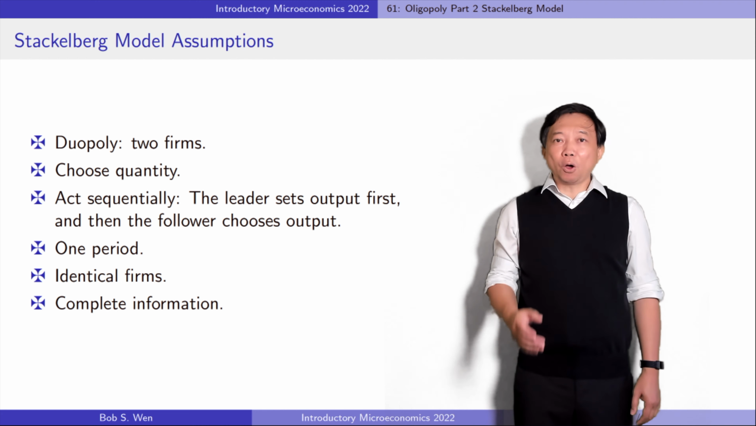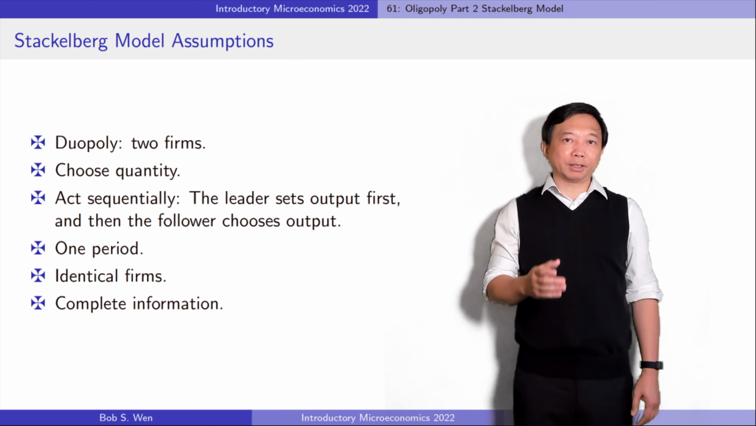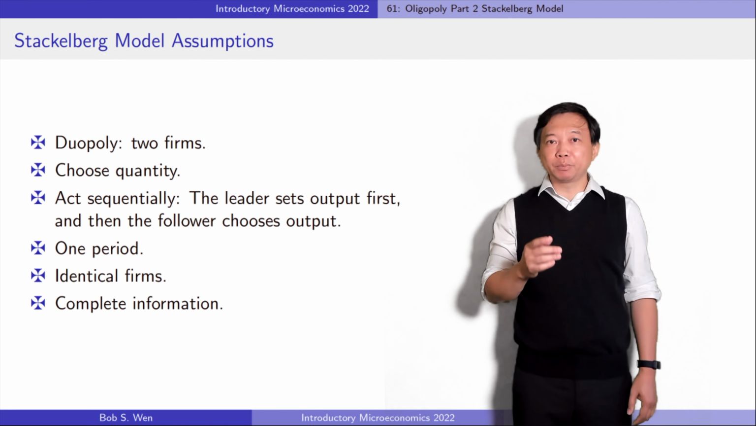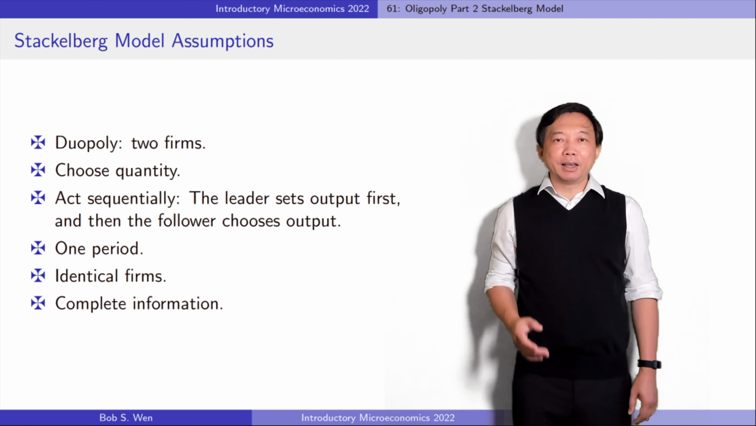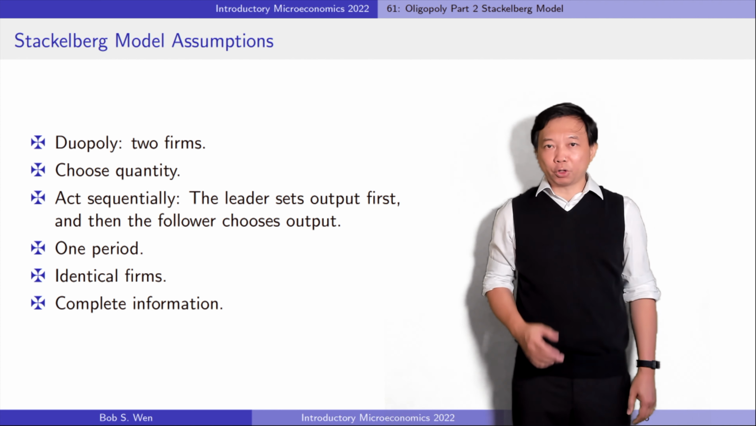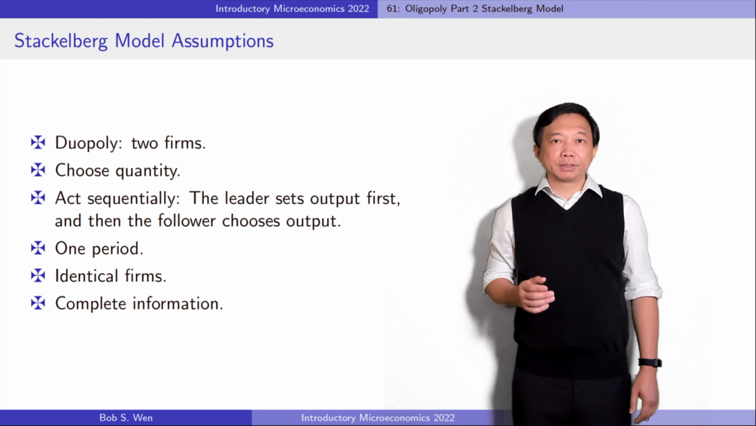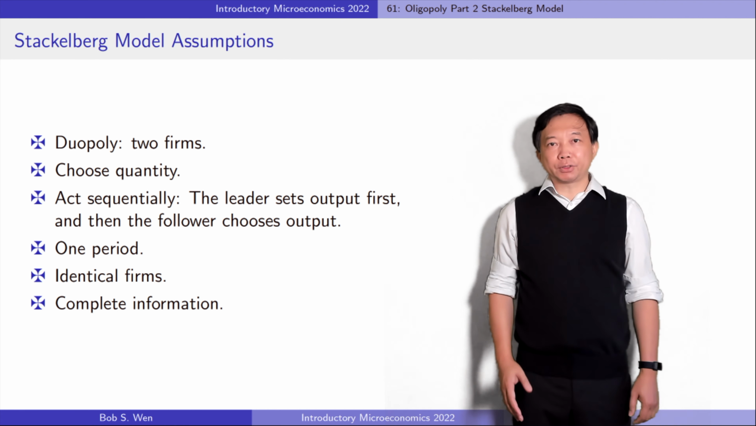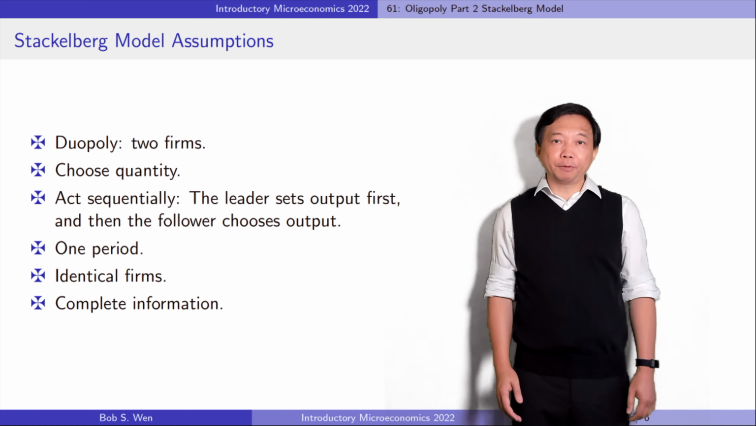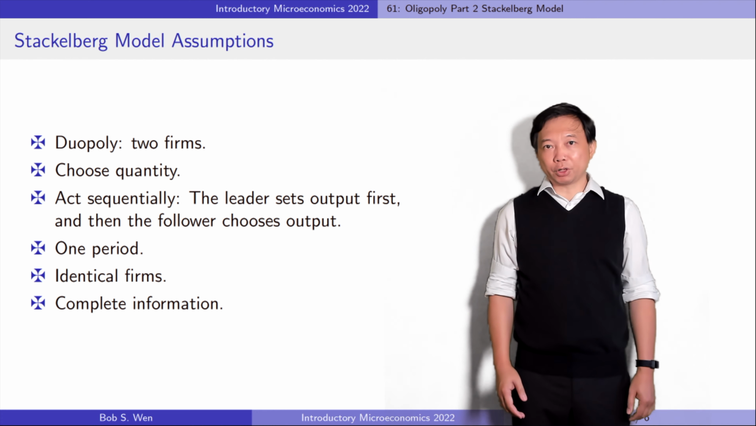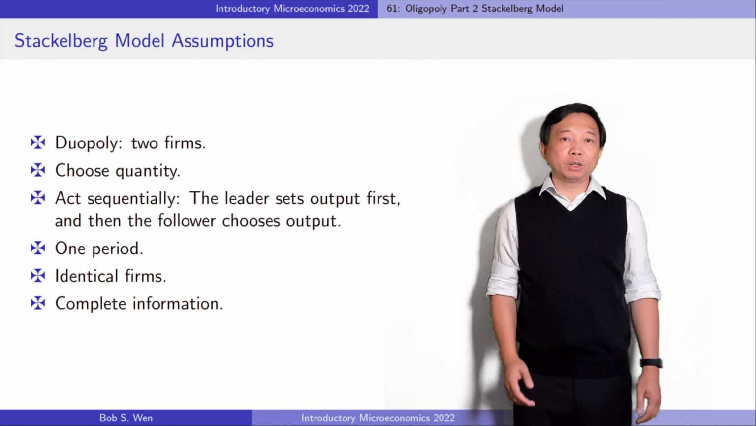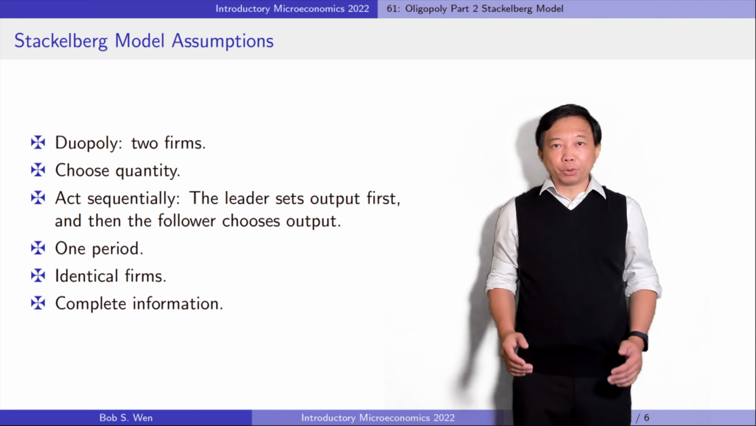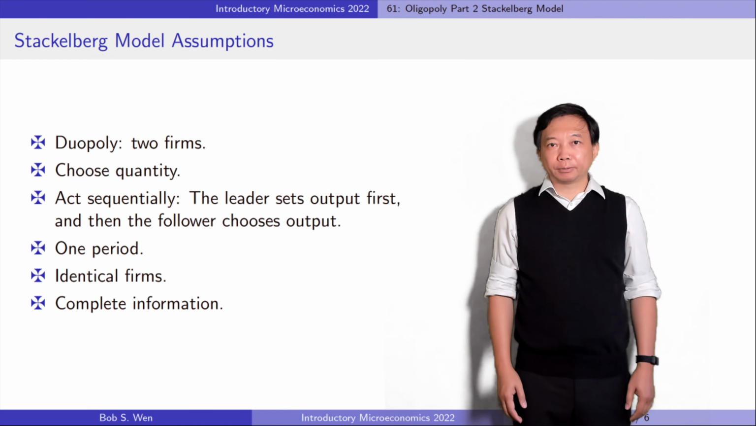We see that the only difference in the assumptions between the Stackelberg model and the Cournot model is the timing of the firm's action. The two firms act simultaneously in the Cournot model, but they act sequentially in the Stackelberg model. We use the same market demand function and the firm's cost function in the Stackelberg model, so we can compare the equilibrium quantity and profit in the Stackelberg model to those in the Cournot model later.